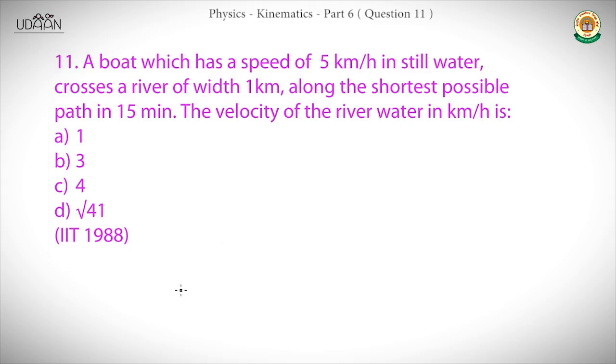We know that VB is equal to VBR cos theta plus VR i cap plus VBR sin theta j cap. This is a simple equation that we have written 2-3 times. It's the variation of what we showed you in theory.